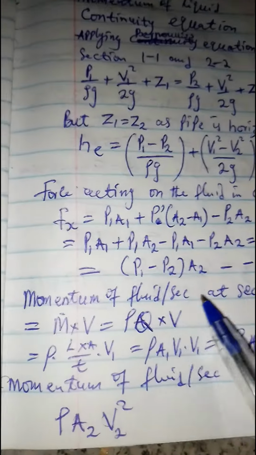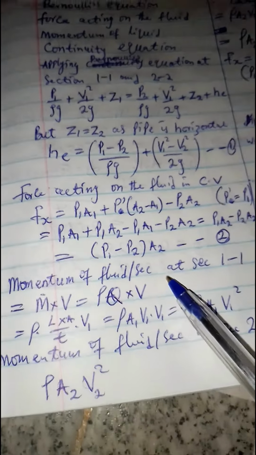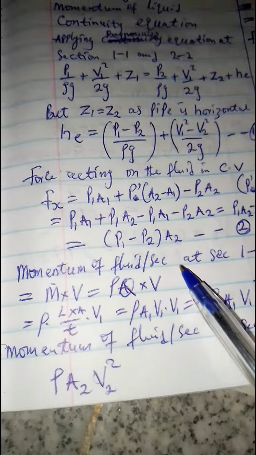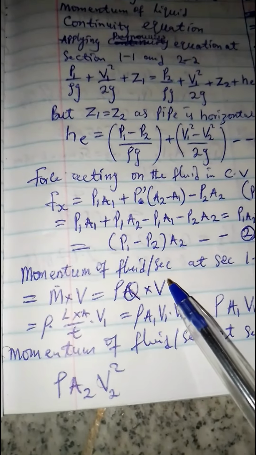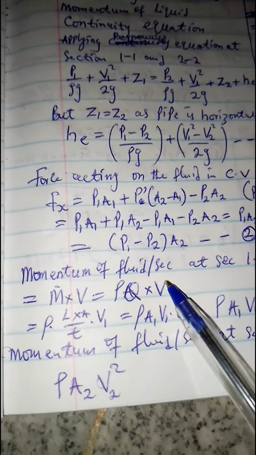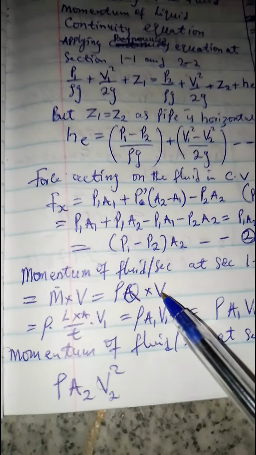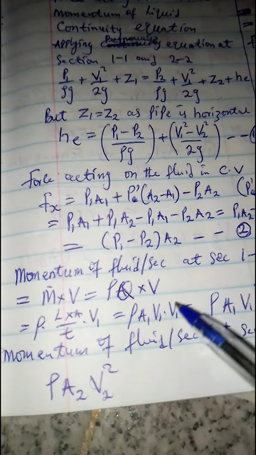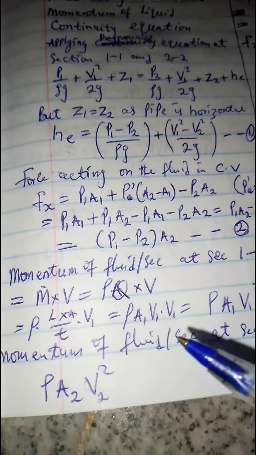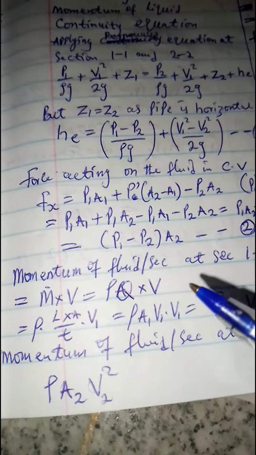Then the third equation is the momentum of fluid per second at section 1. We're going to consider the momentum at section 1 and section 2. When a force is applied on a fluid, a certain amount of fluid will flow within a specific period of time. So we have the change in mass with respect to increase or decrease in force.